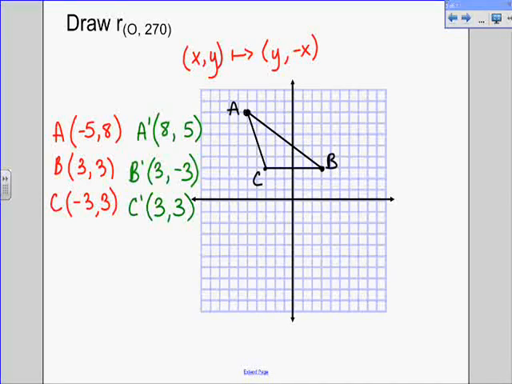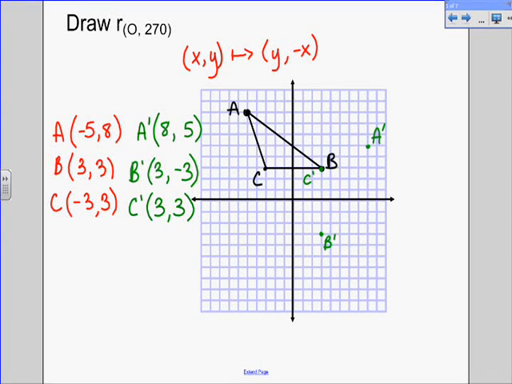So let's plot these 3 points. My A prime is over 8 and up 5. Okay, that's my A prime. And my next one is 3 and negative 3. That's going to be B prime. And C prime is 3 and 3. So I actually end up with a little bit of an overlap here.